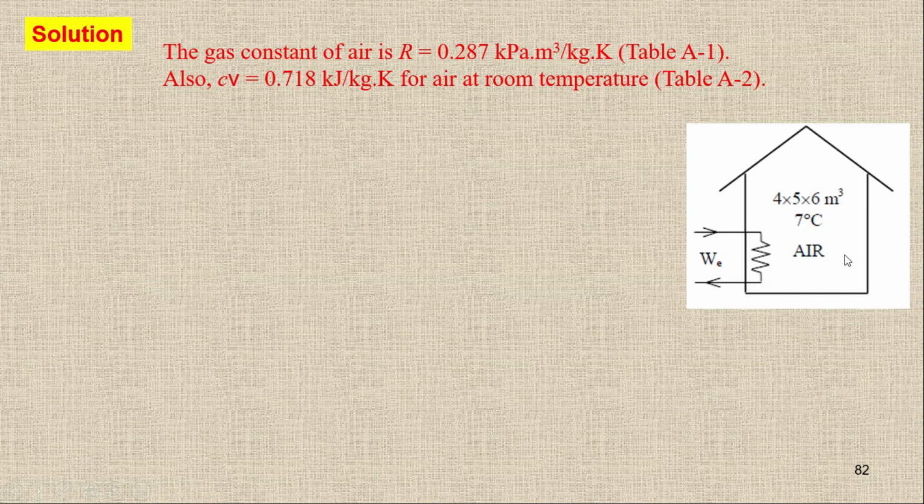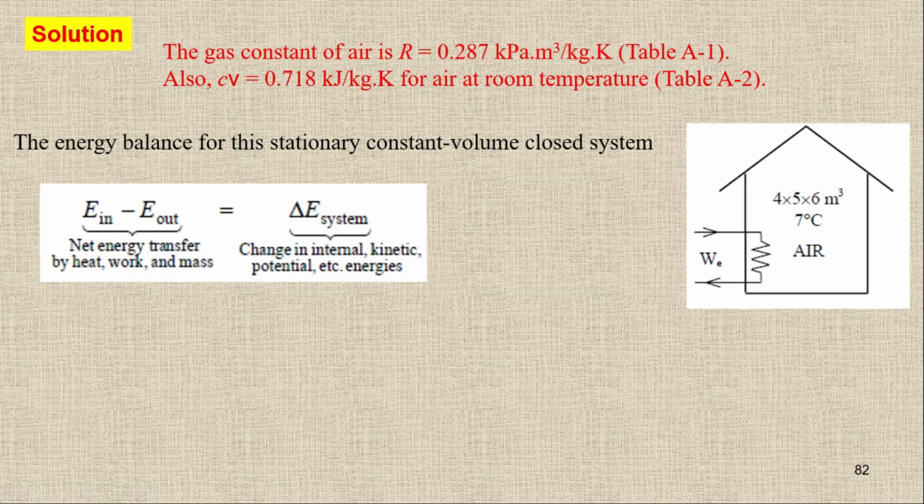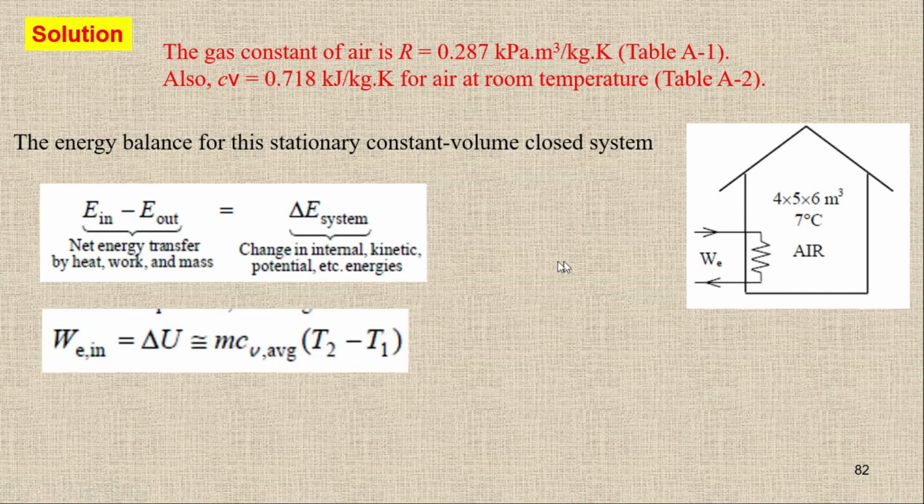For this air, from table A1 we can check the value of R, and from table A2 we can check the value of CV, which is 0.718 kilojoule per kilogram Kelvin at room temperature. So these are from the table. If I write the energy balance, it is simply energy in minus energy out equal to delta E system. The only thing is the electric work going into the system. So this is the energy balance.